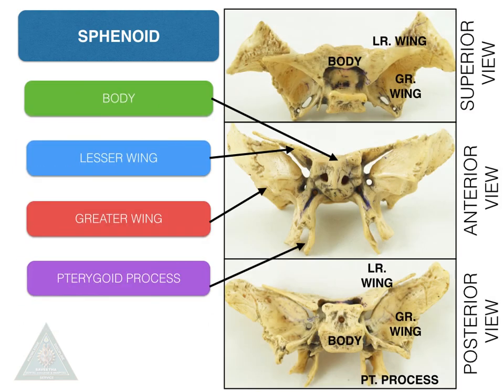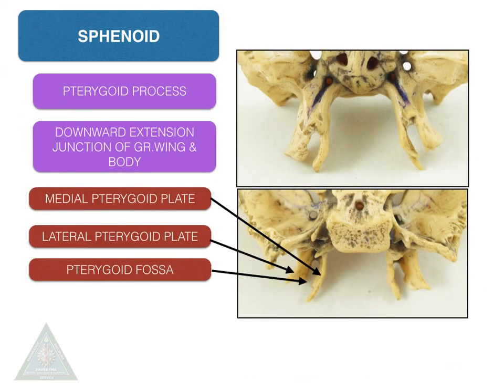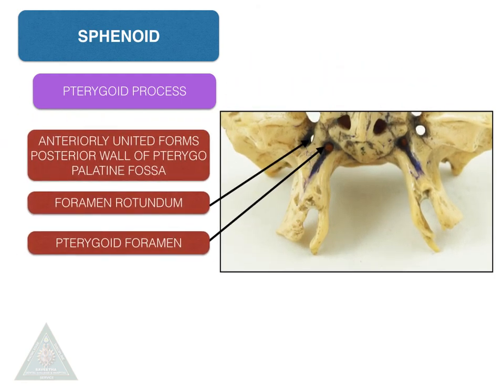Moving on to the pterygoid process. The pterygoid process is a downward extension from the junction of the greater wing and the body of the sphenoid. The features seen in the pterygoid process are it's got two plates, the medial pterygoid and lateral pterygoid plate. The posterior part where the two plates divide is called the pterygoid fossa. The anterior portion of the pterygoid plates unites and it forms part of the posterior wall of the pterygopalatine fossa. In this we can see the anterior opening of the foramen rotundum, and below we can see the pterygoid canal.